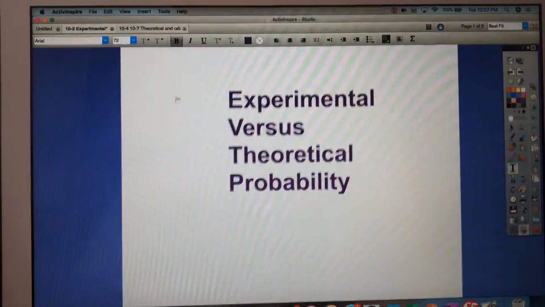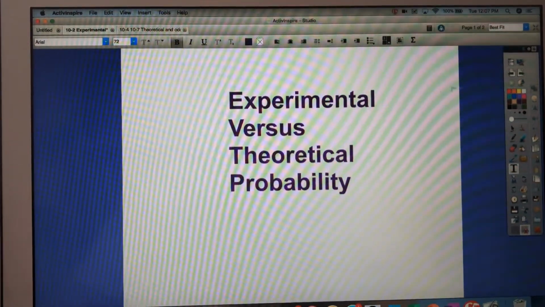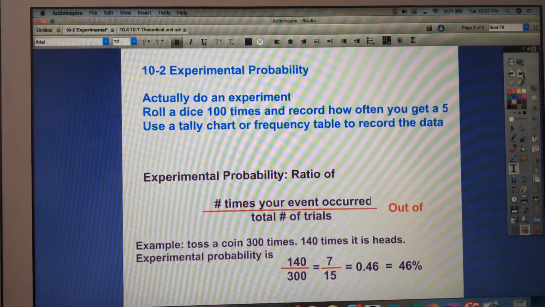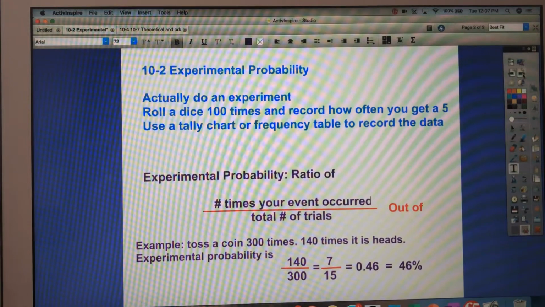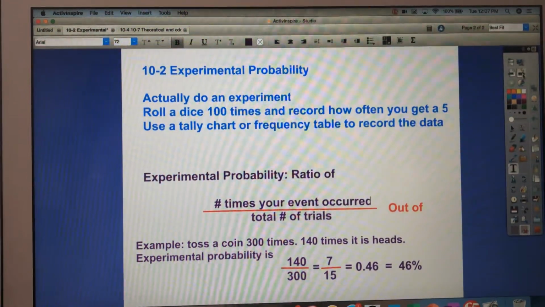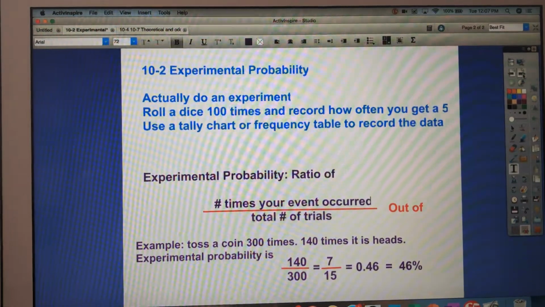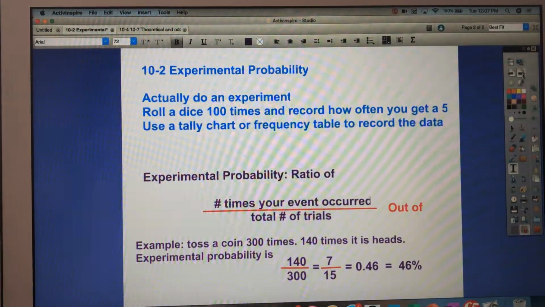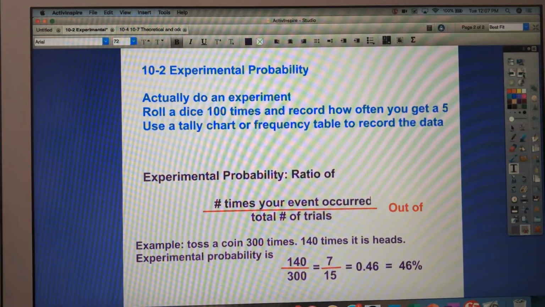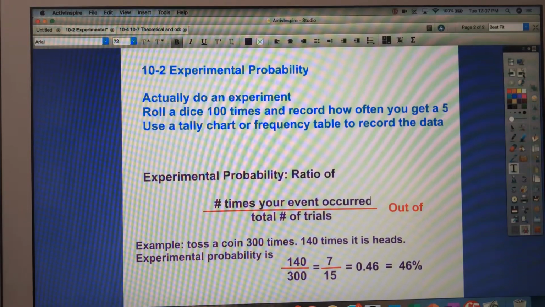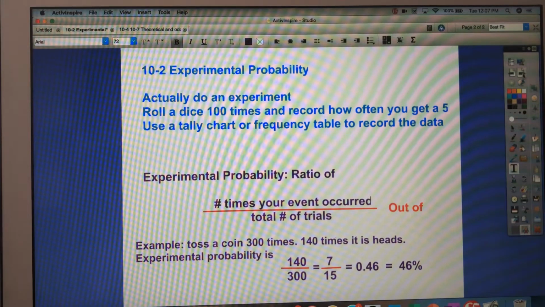Okay, experimental versus theoretical probability. Experimental probability means you are actually doing an experiment. You might roll a dice 100 times and record how often you get a 5. Think of the game Yahtzee, where you're rolling the dice and recording all of the different outcomes you get as you roll those dice. Use a tally chart or a frequency table to record the data.